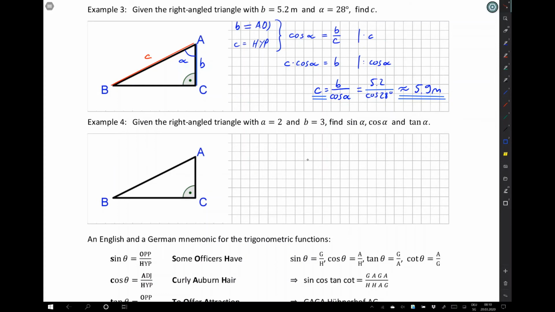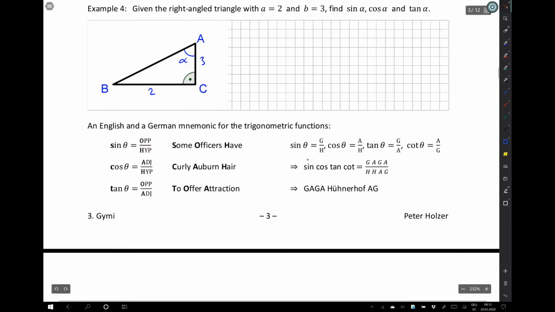Let's insert the values. And we get 5.2 divided by cosine of 28 degrees, and the final value is approximately 5.9 meters. In example 4, the lengths of the opposite of alpha and the adjacent of alpha are given, namely 2 and 3, and using Pythagoras we can very quickly calculate the length of the hypotenuse, which is square root of 13. Try now on your own to find the sine of alpha, the cosine of alpha, and the tangent of alpha. Stop the film now, and now I show you the results.